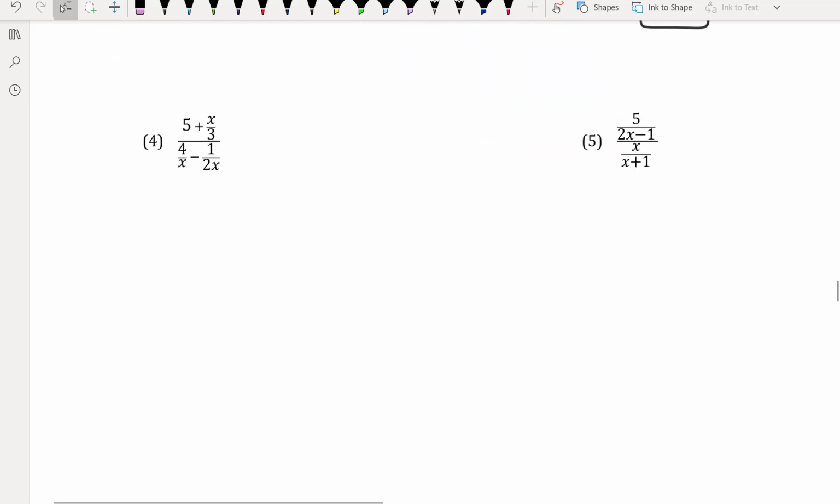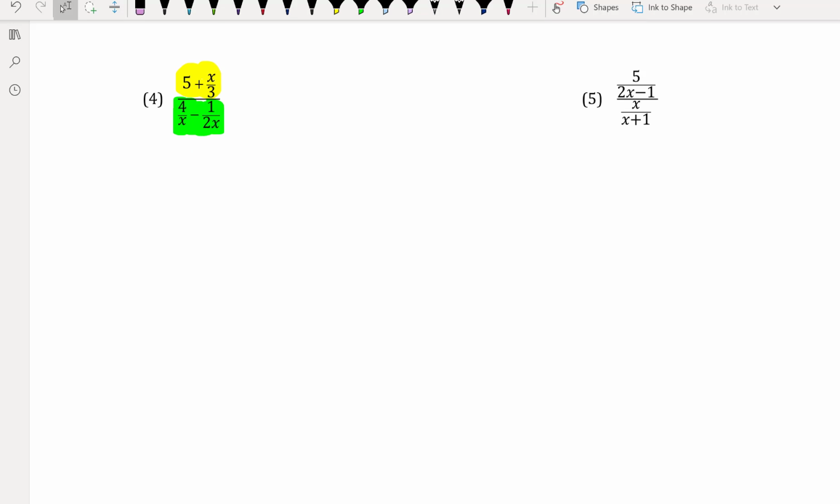Now for number 4. Again, I have a fraction within a fraction. I have addition, and I also have some subtraction, so I just have to deal with this rationally and slowly. I can think of the 5 as 5 over 1 plus x over 3. This is my numerator, and it's being divided by the denominator, which is 4x minus 1 over 2x.